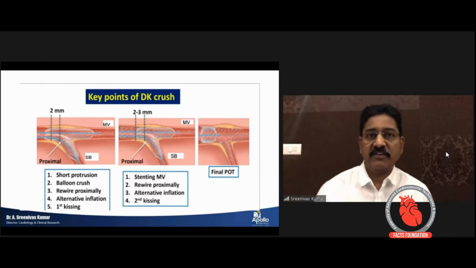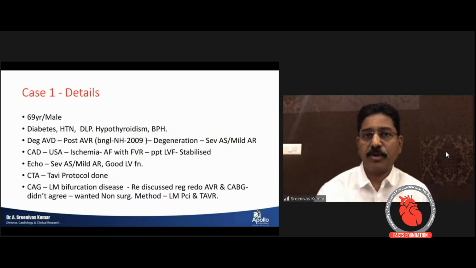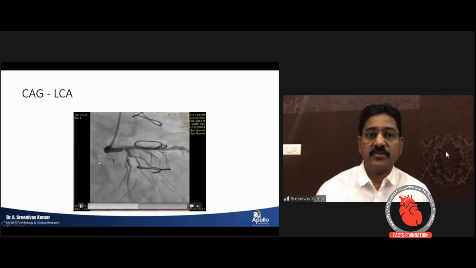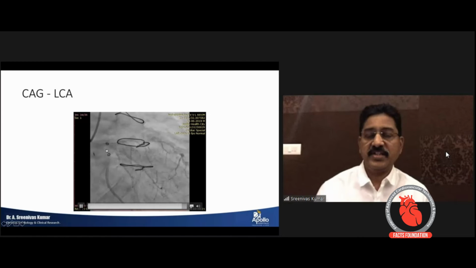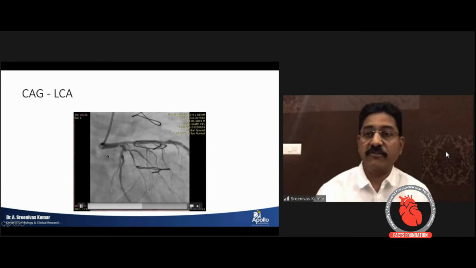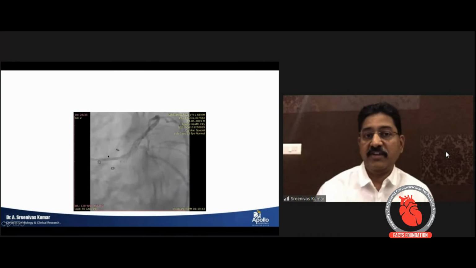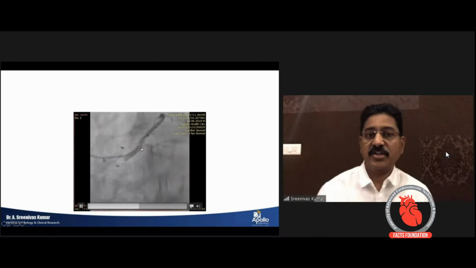And the various steps in DK crush, how the plot is important, is all known. I'll take you through some of the steps. This patient incidentally was 69 years old, and also required TAVR later. In the pre-TAVR workup, we found that this patient had bioprosthetic valve degeneration. He had severe AS, we were thinking, but he was also seen to have a very critical left main, and the LCX osteum was also critically stenosed.